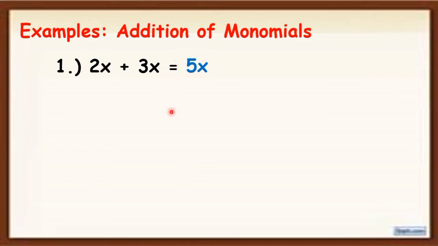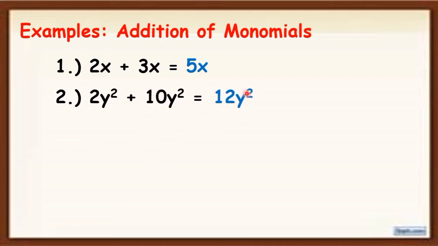Okay? Next example is 2y squared plus 10y squared. So again, add the numerical coefficients. 2 plus 10 is equal to 12. Then copy the literal coefficient. Simple as that. Another example is negative 3x squared plus x squared.